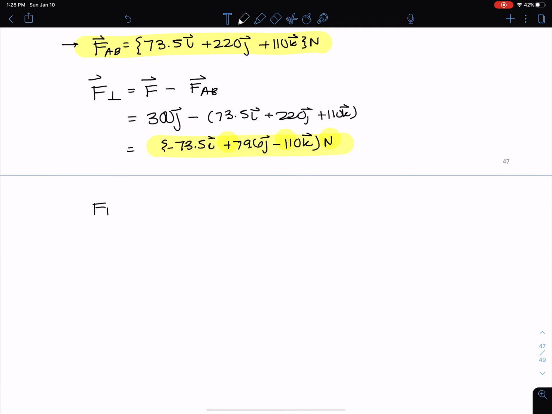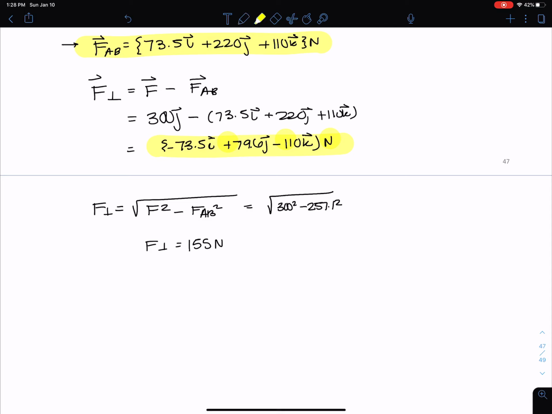Now my F perpendicular is equal to the square root of F squared minus FAB squared. This is using Pythagorean theorem, and I get 300 squared minus 257.1 squared, and I can also get the magnitude of this by saying this is 155 newtons.